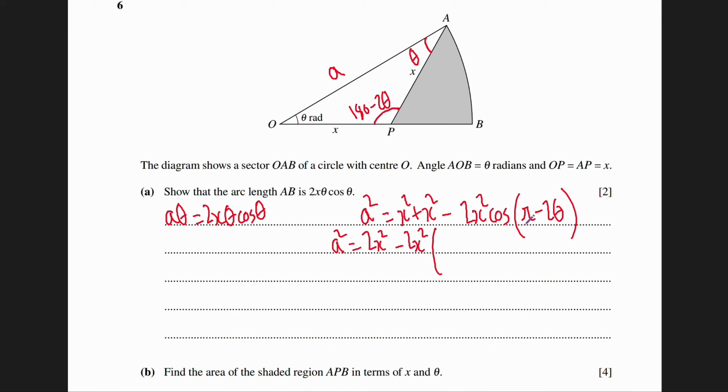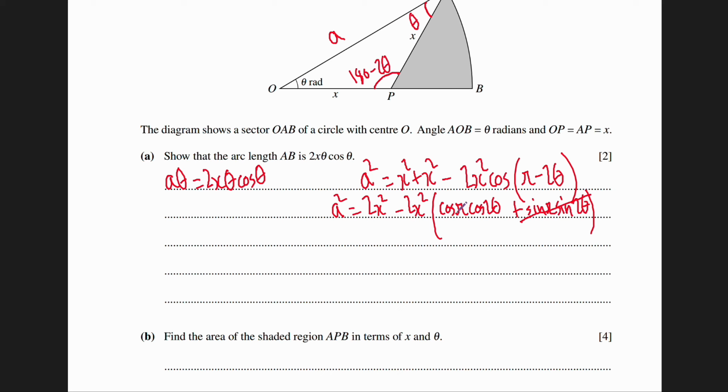If you remember your trig identities, then cos of A minus B is equal to cos A cos B plus sin A sin B. So that is equal to cos pi cos 2 theta plus sin pi sin 2 theta. This is just trig identities. You just need to go and look at those if you forgot. Sin pi is the same as sin of 180, which is 0, so this all goes away. Cos pi is the cos of 180, which is negative 1. So this becomes negative cos 2 theta times negative 2x squared. So that becomes positive 2x squared cos 2 theta. So we have A squared is equal to 2x squared plus 2x squared times cosine of 2 theta.